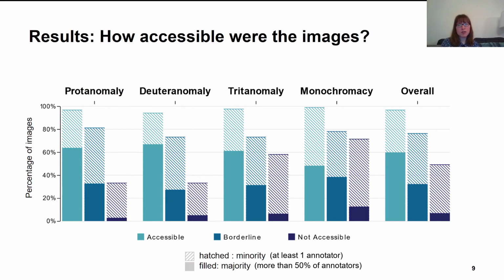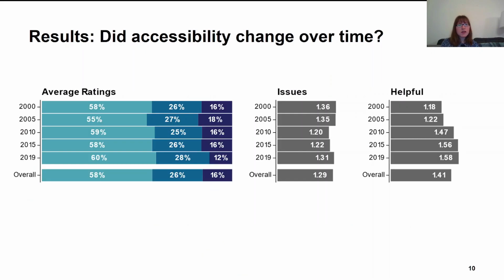How accessible were the images? In our paper, we report the minority rating, so if at least one annotator rated as such, or the majority ratings if the majority of the annotators rated like this. So overall, 60% of the images were rated as accessible by the majority of coders. Monochromacy had the highest not accessible ratings. Did accessibility change over time? Based on our data, we could not find any clear trends in either direction, so future research needs to take another look at that.